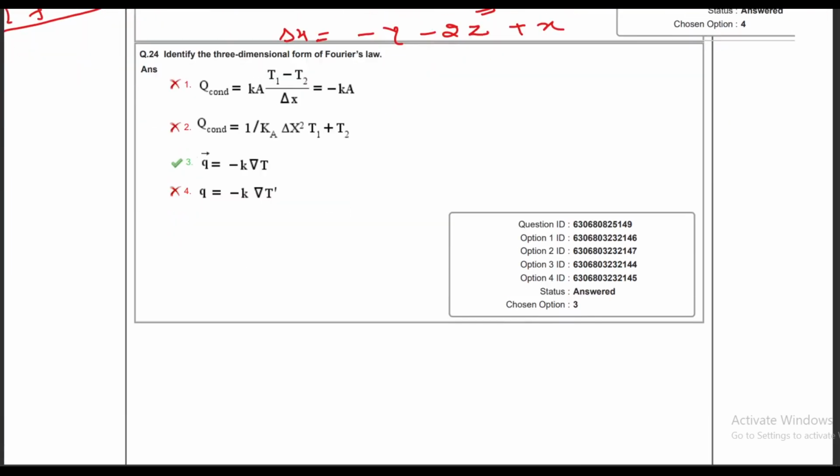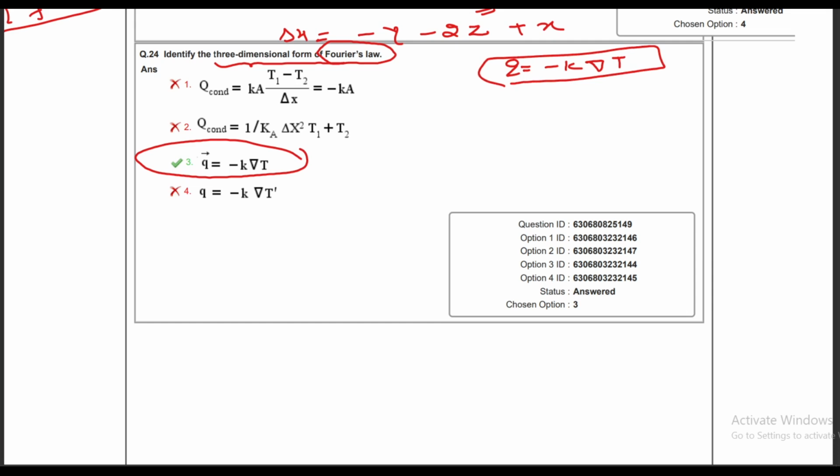In the next question, identify three-dimensional form of Fourier's law. So correct answer is third option. Clear? So according to Fourier's law, q is equal to minus k ∇T. This is Fourier's law. This is three-dimensional form of Fourier law of heat conduction. Clear?